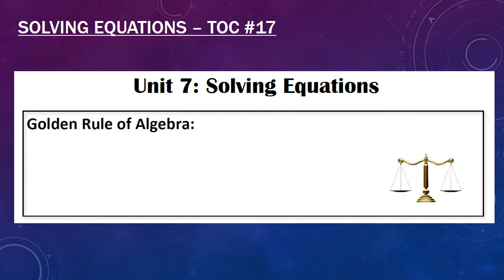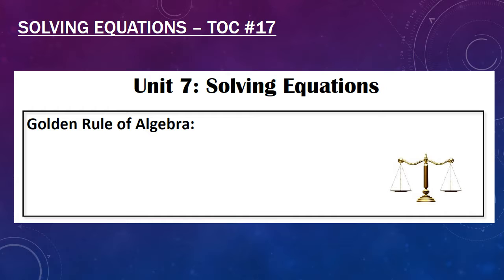All right, pick up TOC number 17. We are going to talk about why we are solving equations. What we already know is an equation is when two expressions are set equal to one another and they contain a variable. The big thing you need to remember when you're solving equations is that because it's two separate expressions on either side of that equal sign, there is a golden rule of algebra.